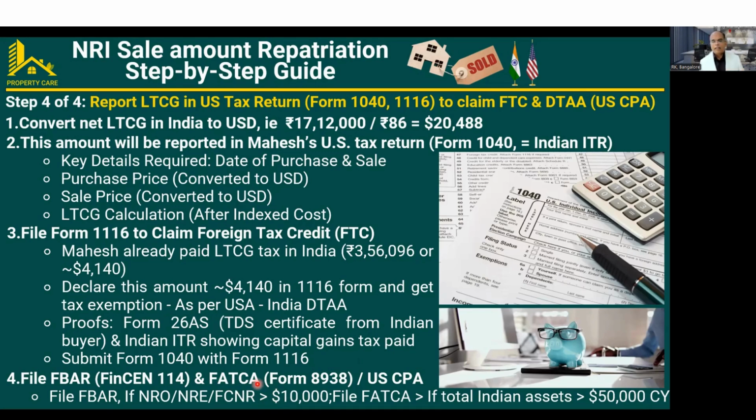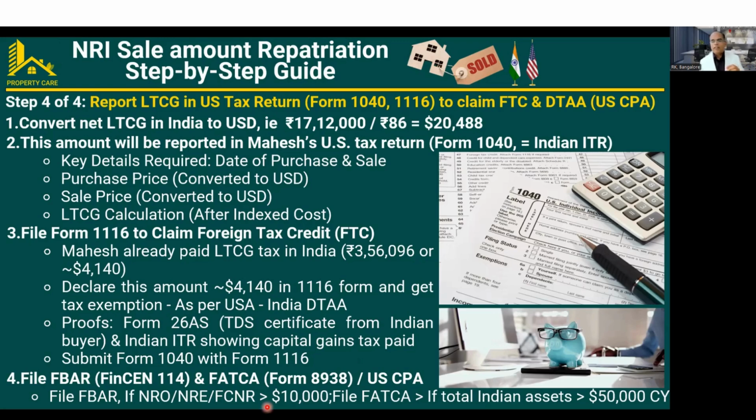Similarly, under the Foreign Account Tax Compliance Act, there is another one where Form 8938 has to be submitted, if the Indian assets exceed $50,000. In Mahesh's case, he exceeded both of these, so he has to report these two forms to the US government. For this entire process, a US Certified Public Accountant, a US CPA, will help. You need to meet him and explain these things, and you just need to give the documents to make sure these two things are done.